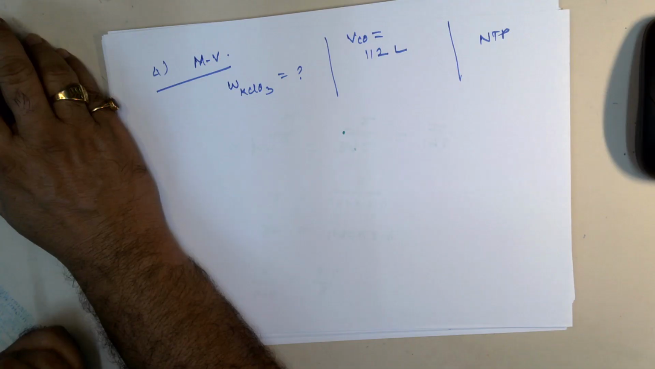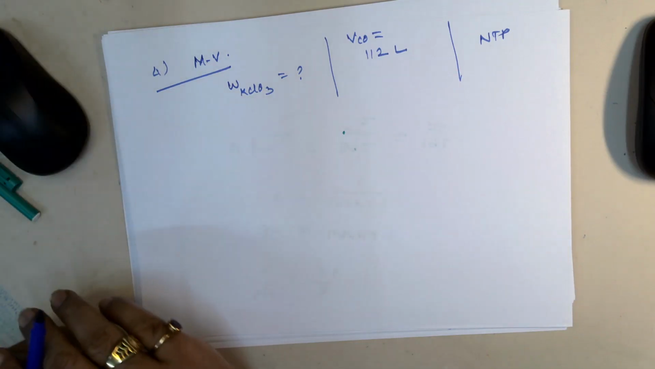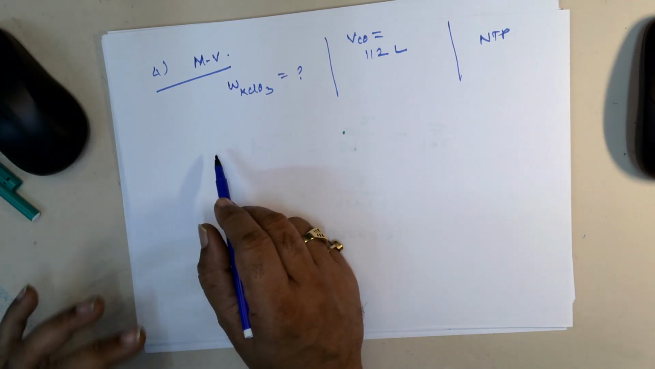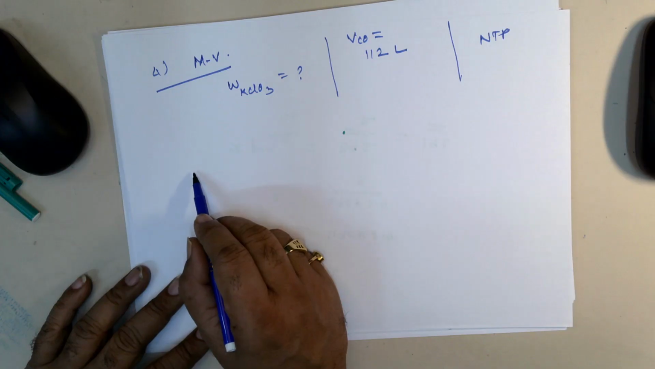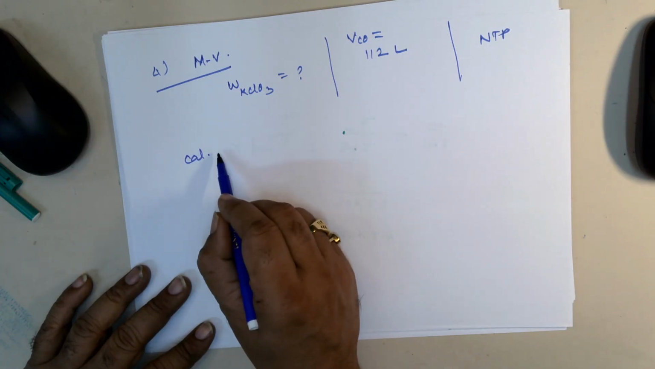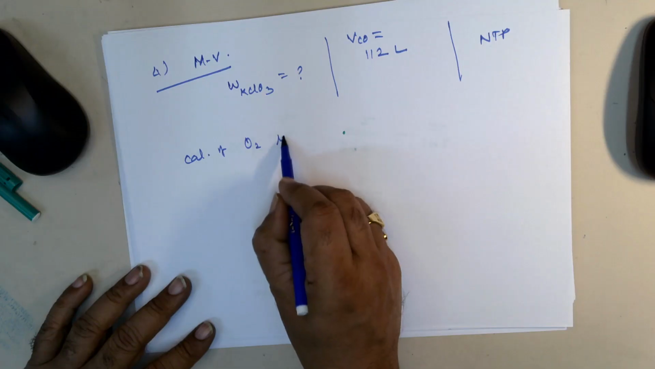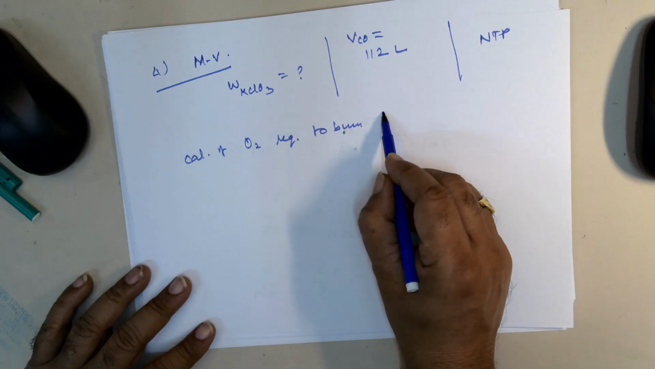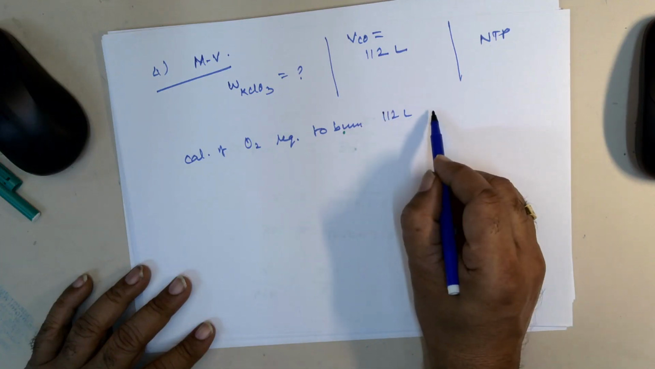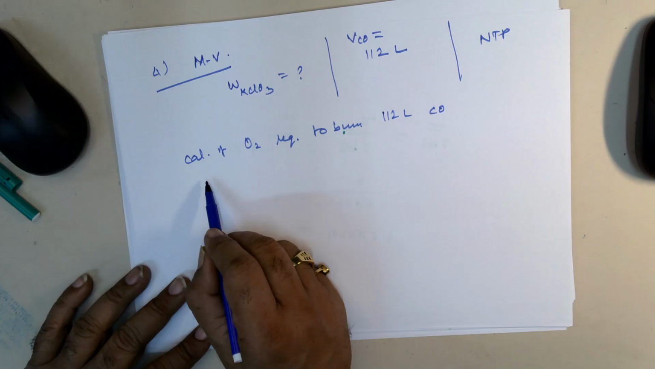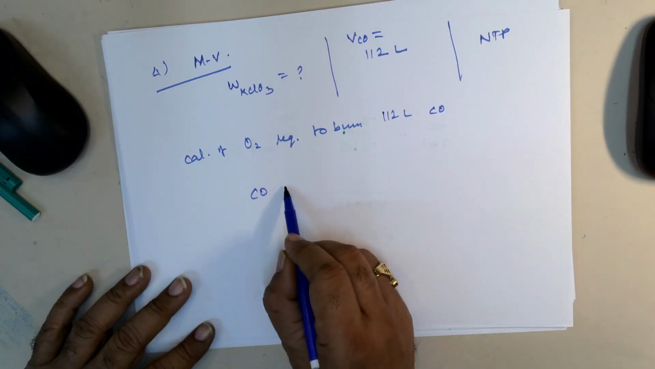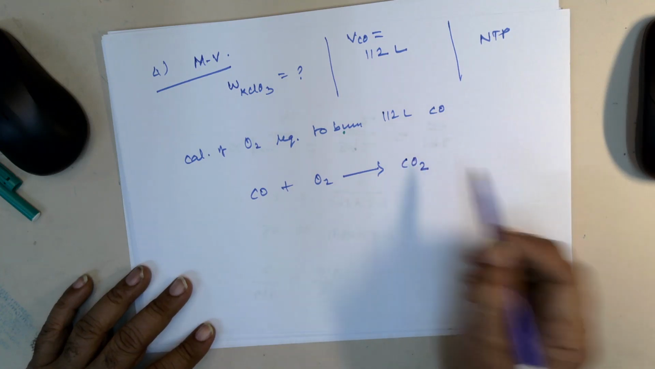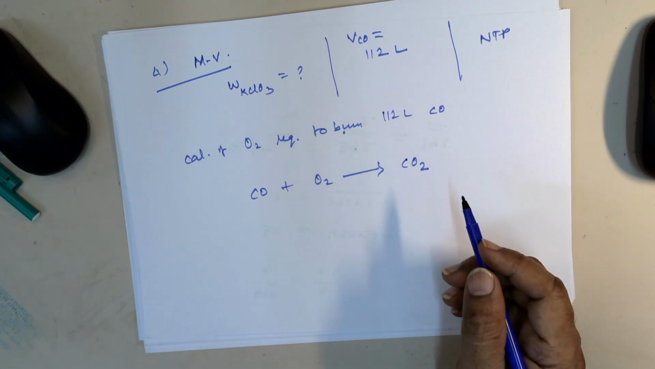Now we have to establish the reaction first of all. In this case, the first reaction is the calculation of oxygen required to burn, is it not? So the first reaction is the calculation of oxygen required to burn how much? 112 liters of CO. So CO is burnt in oxygen to give CO2. So this is the first reaction.